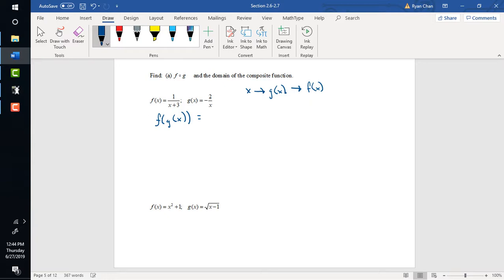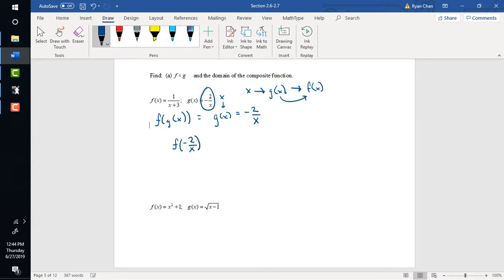Well, we know g of x. When I plug x in for g of x, we actually don't need to do anything, we have it right here. It goes to negative 2 over x. Now I'm going to take my output and go to f of x. So now instead of saying f of x, I'm saying f of negative 2 over x.